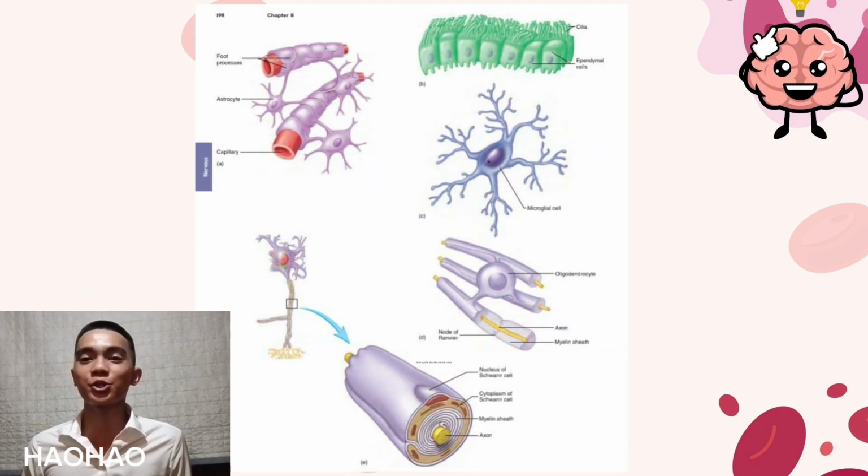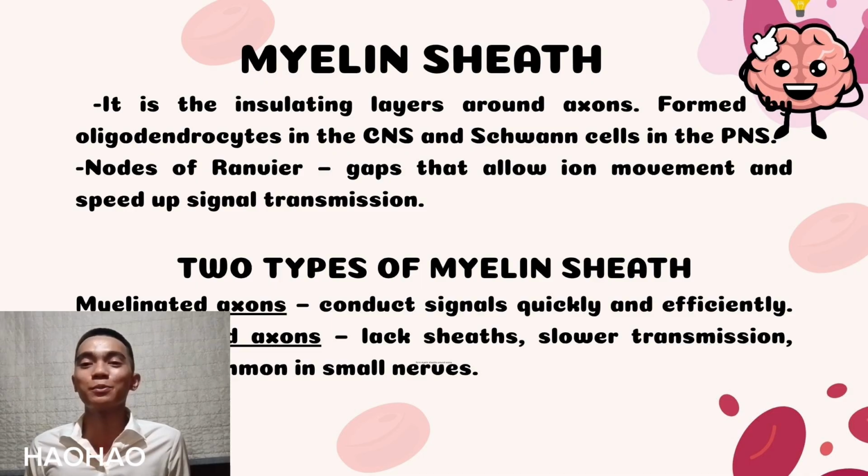The upper left picture shows the astrocytes, the green one is the ependymal, the blue one is the microglia, and the two pictures at the bottom are the oligodendrocytes and Schwann cells. And now, let's proceed to myelin sheaths.